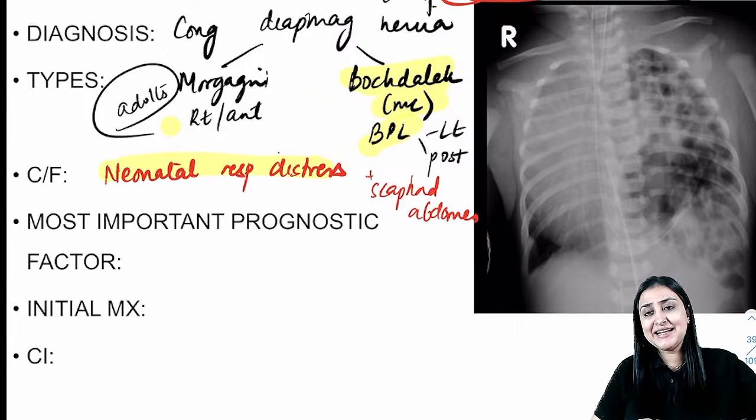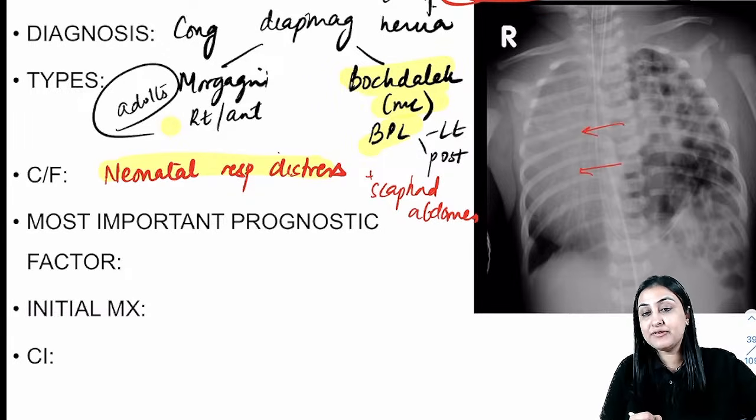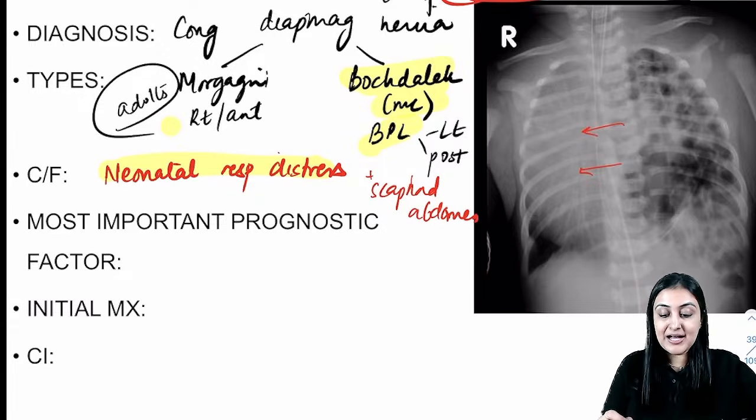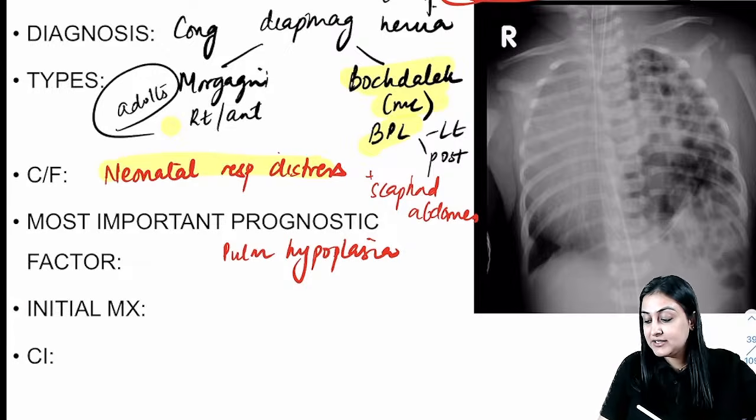Dextrocardia is when you have heart apex which is shifted. Here this is mass effect. Because of the bowel loops, this is gone. So we can't call this dextro. This is mass effect. Okay. Most important prognostic factor is going to be pulmonary hypoplasia, because lungs are not inflated on either side, right?